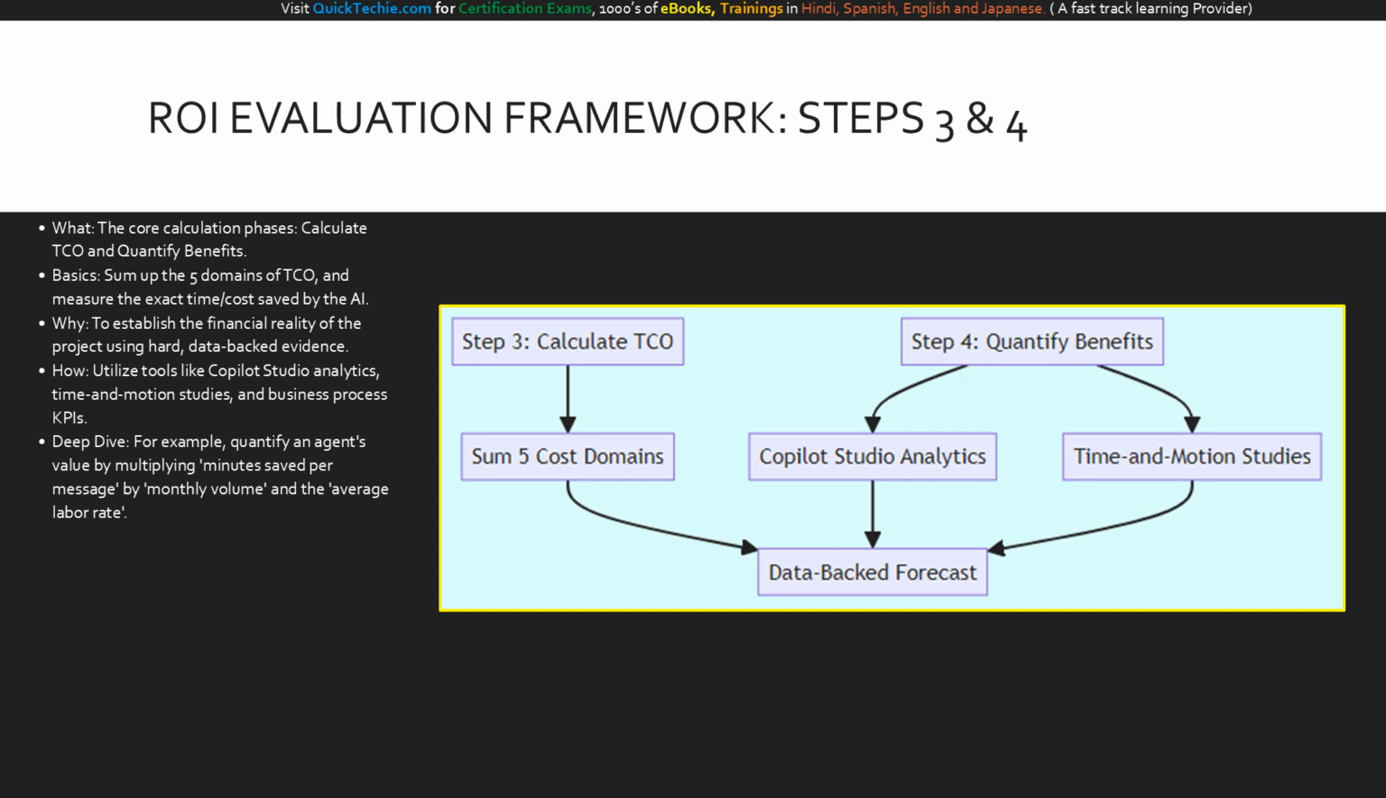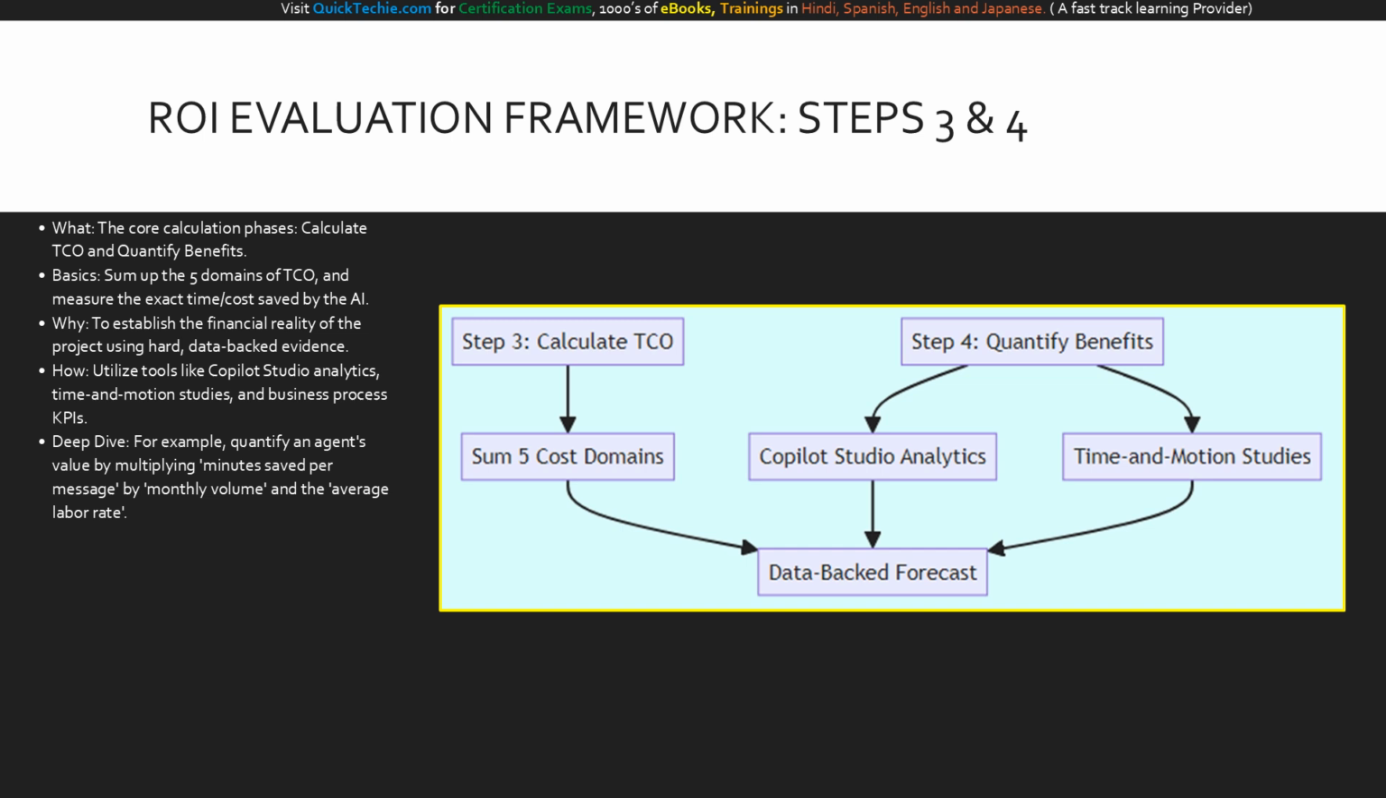If you are building an email triage agent, you calculate the value by taking the minutes saved per message, multiplying it by the monthly message volume, and multiplying that by the average labor rate. That formula gives you the gross financial benefit of the AI solution.